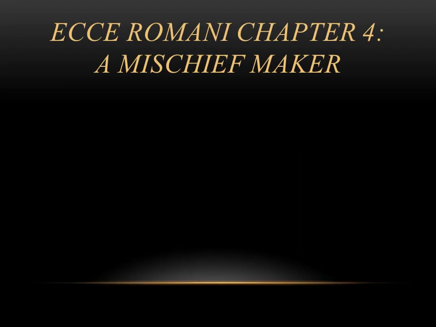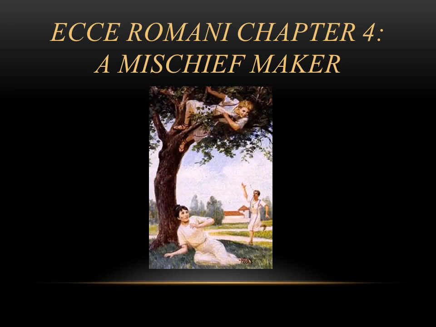Hi guys, today we're going to be looking at chapter 4 of the Ecce Romani textbook titled A Mischief Maker. In this chapter, you're going to follow the mischief maker, whose name's Sextus, and you're going to be reading about his attempt to scare Cornelia.